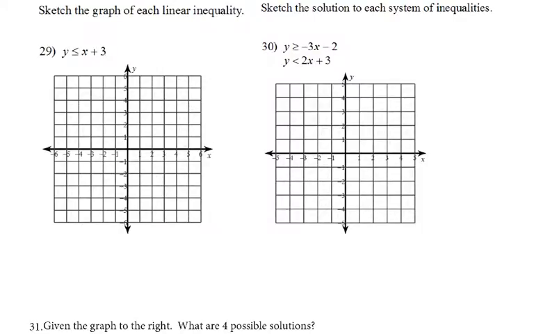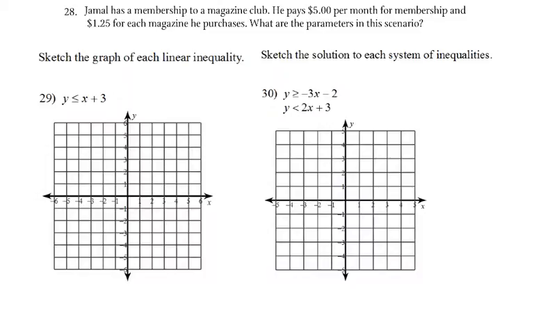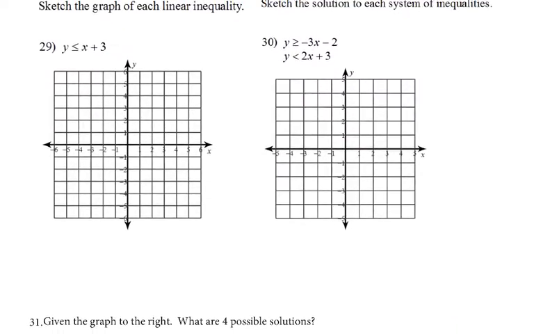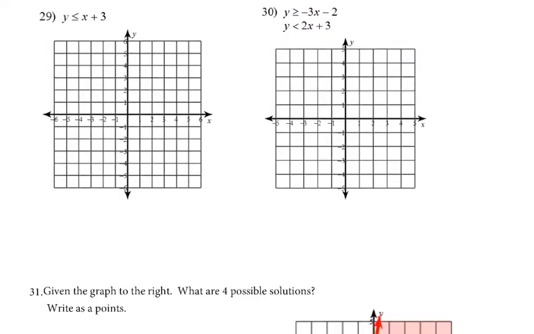So, the first video, part 1, already gave you up to 28, and if you didn't quite catch 28, the parameters: the y-intercept, the $5, because every month he starts out by paying $5, okay, then every magazine he purchases would be our rate of change at 125, okay. Alright, but 29 and 30, so we're graphing the linear inequalities, or the system.